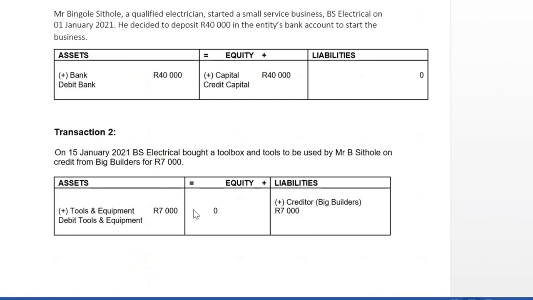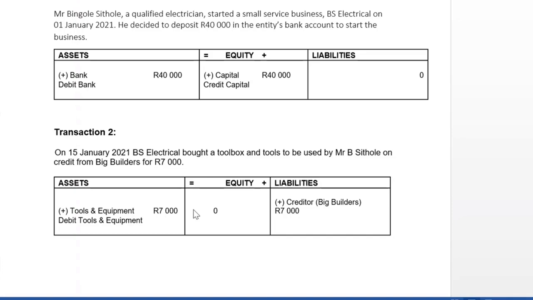So basically, we are adding assets into the business. By buying an asset, you're increasing assets in the business. So you're going to debit assets, plus 7,000. And also, our liabilities are increasing. We have increased our liability by 7,000 Rand. Can you see that there's a plus because assets are increasing by 7,000, and then you say equals equity plus liability. There's a plus on liability, creditor Big Builders, for 7,000. Can you see that the equation balances?